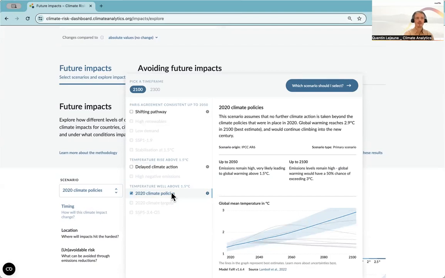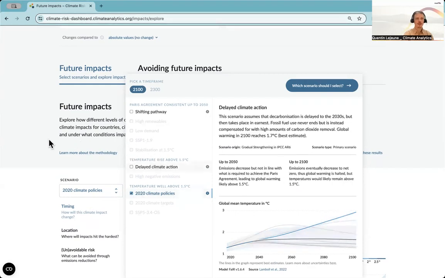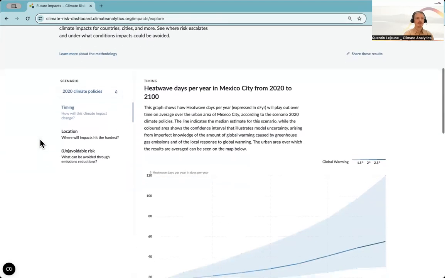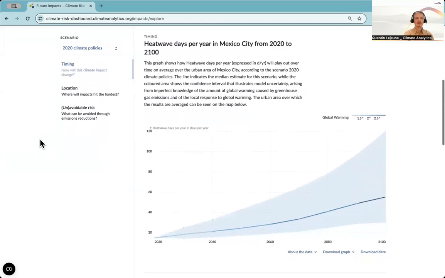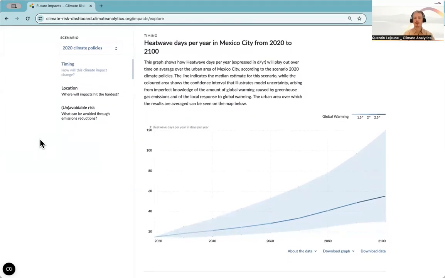On the right-hand side of that pop-up window, you can read a bit more information on each of the scenarios available from the list, including how global warming will evolve over time. Once you're done with selecting a scenario, you can see a time series plot that shows how the number of heatwave days per year in Mexico City would evolve till 2100, including a confidence interval derived from our modeling simulations.